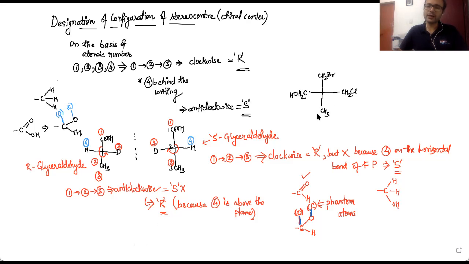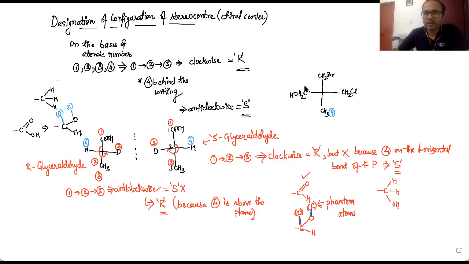Now how to decide the priority? It's pretty simple, you might have easily understood. In all these cases, the chiral center is attached to carbon, so we cannot decide the priority. We have to go to the next atom. Here it is all hydrogen, so obviously this will get our fourth priority. Let me fix that priority first. Fourth priority here.